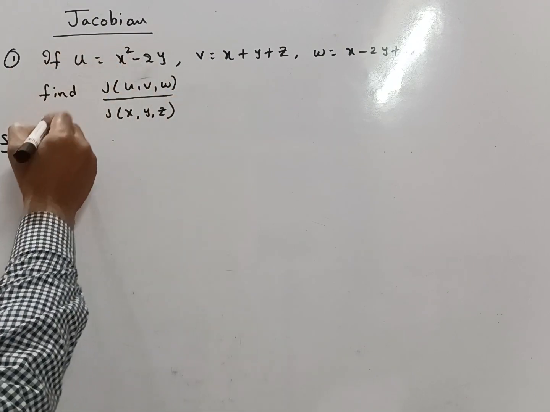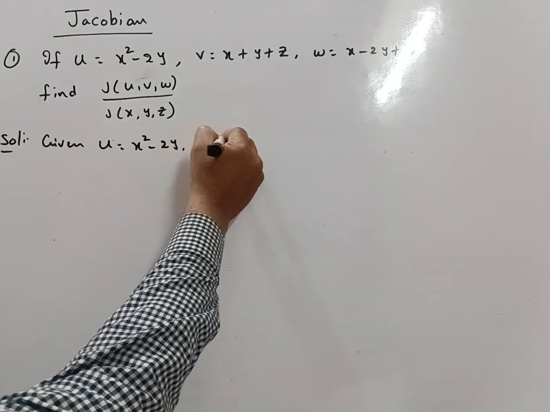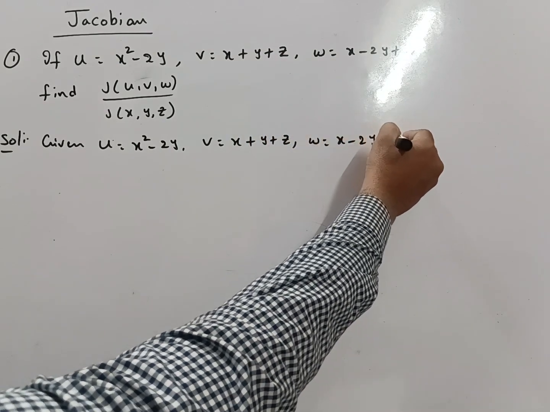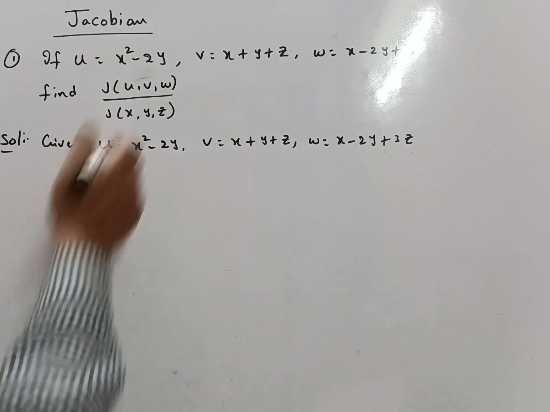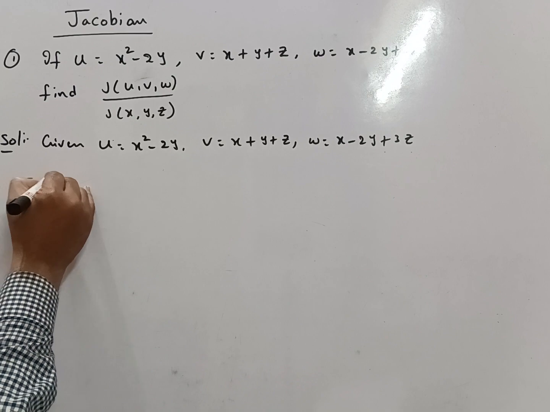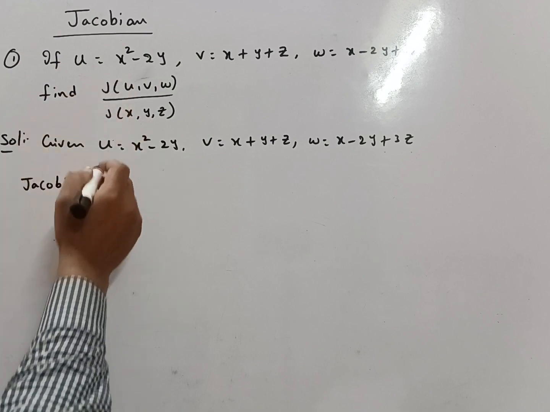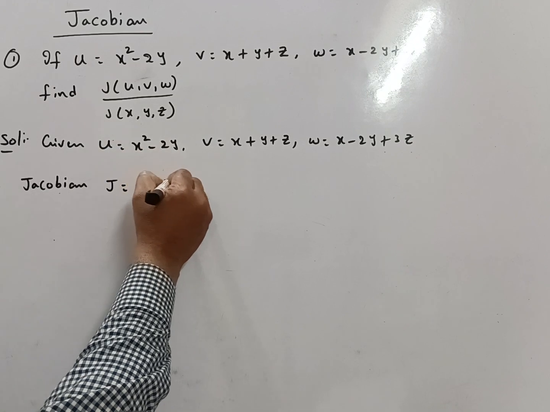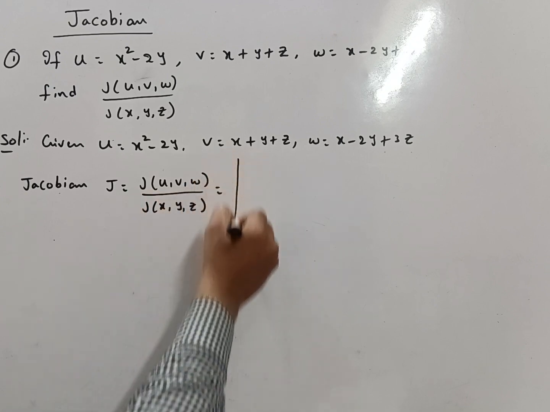Given u is equal to x square minus 2y, v is equal to x plus y plus z, and w is equal to x minus 2y plus 3z. Now what do we have to find? We have to find the Jacobian of u comma v comma w with respect to x comma y comma z. So what is the formula? Jacobian J is equal to dou of u comma v comma w by dou of x comma y comma z is equal to the determinant. Correct?